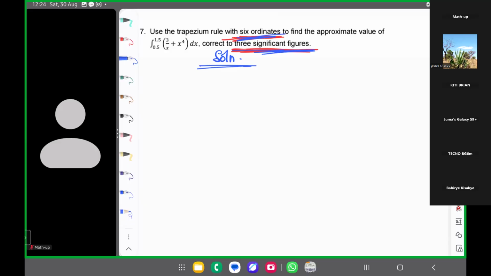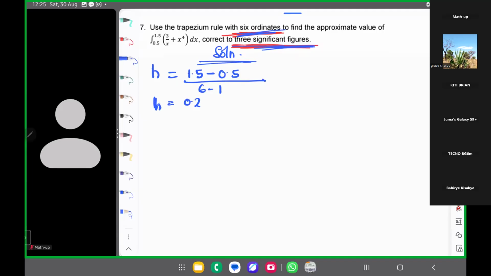So we shall start by getting the height we are going to use, which is usually denoted by h. You know that h is given by taking the upper limit, which was 1.5, minus the lower limit, which is 0.5, divided by the number of intervals, which in this case is got by subtracting 1 from the number of ordinates. So we shall have 1 out of 6 minus 1, that will give us 1 out of 5, which is 0.2, the h value.